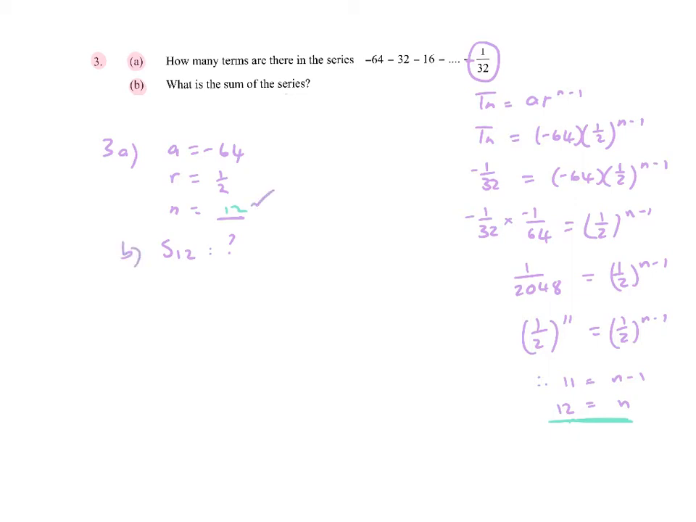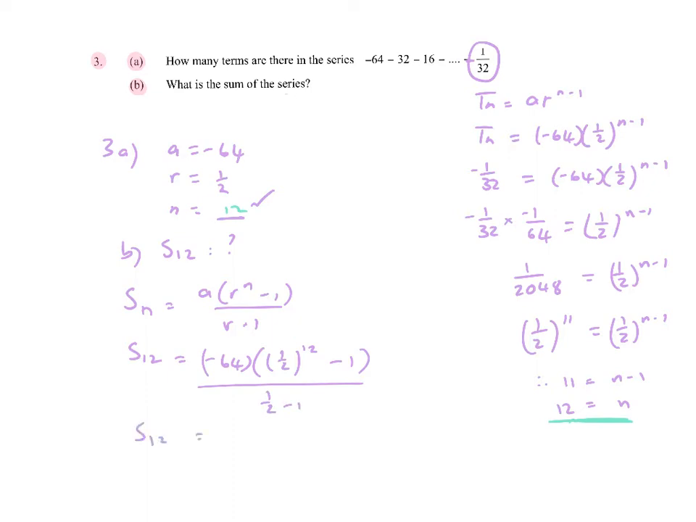Question b is then the sum of the first 12 terms. That's not too bad. Sn is equal to a(r^n − 1)/(r − 1). For the sum of the first 12 terms, a is equal to −64, r is equal to a half, to the power of n. What is n again? There are 12 terms there. Minus 1, over a half minus 1.